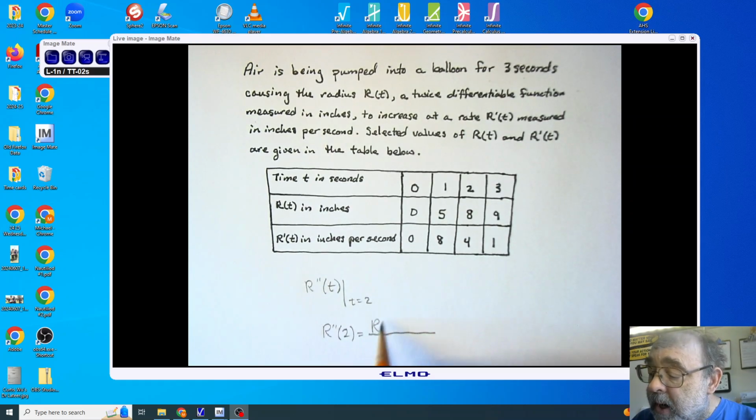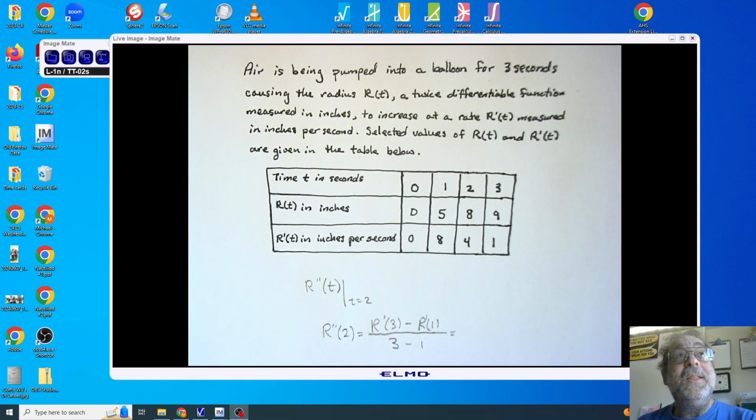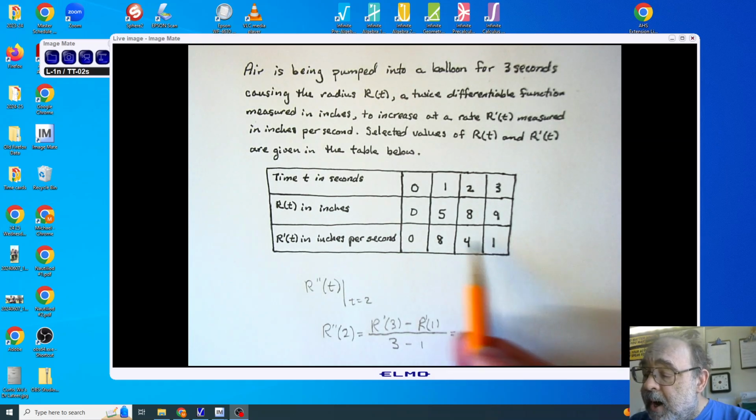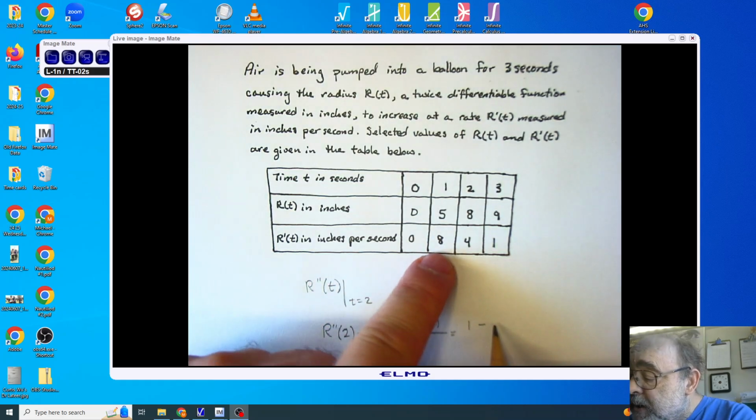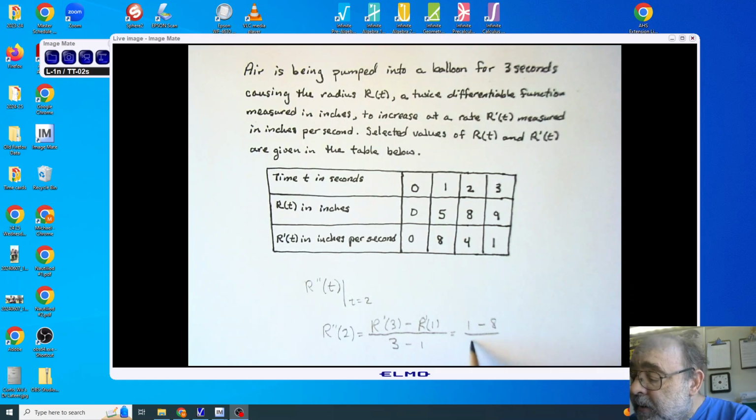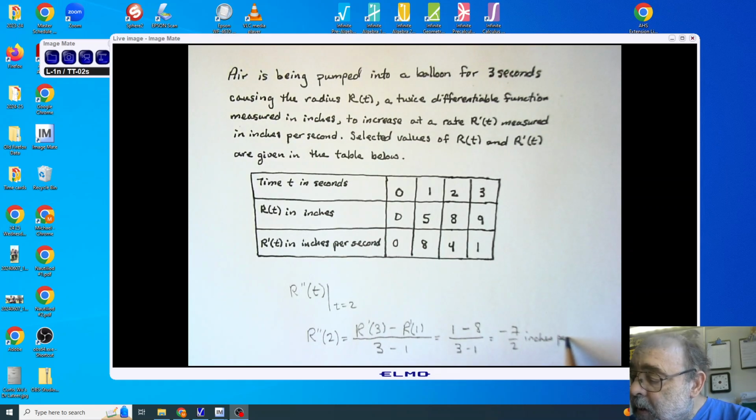Now, if that's the case, then my r double prime at 2 has to be equal to r prime of 3 minus r prime of 1, divided by 3 minus 1. According to this information, that means I'm using my r prime, and I will have r prime of 3 is 1, minus r prime of 1 is 8, divided by 3 minus 1. This gives me negative 7 over 2, and the units would be inches per second.